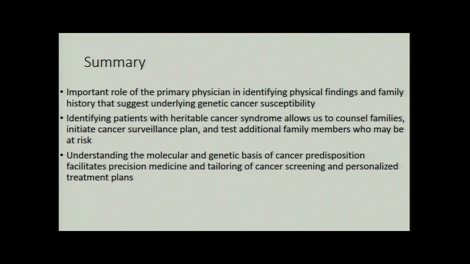So hopefully what we've been able to show you today are examples in which you as primary physicians play an important role in identifying these physical findings early on and these family histories so that they can be referred for evaluation by a geneticist, and ideally a clinic like ours where you have the merging of a multidisciplinary team that will allow patients to have access to care should they have an identified neoplasm. So identifying them early allows us to counsel the family so that siblings and other family members can be tested before they become affected. Initiate surveillance plans and test additional members who may be at risk.